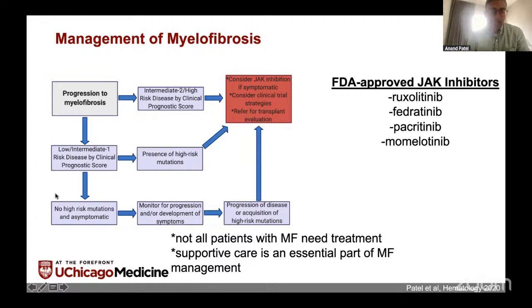On the other hand, if people have no mutations that are high risk and don't have any symptoms, we just keep a close eye on patients. And we don't necessarily have to start something like a JAK inhibitor. And the four JAK inhibitors that we have approved currently for myelofibrosis are ruxolitinib, fedratinib, pacritinib, and momelotinib.